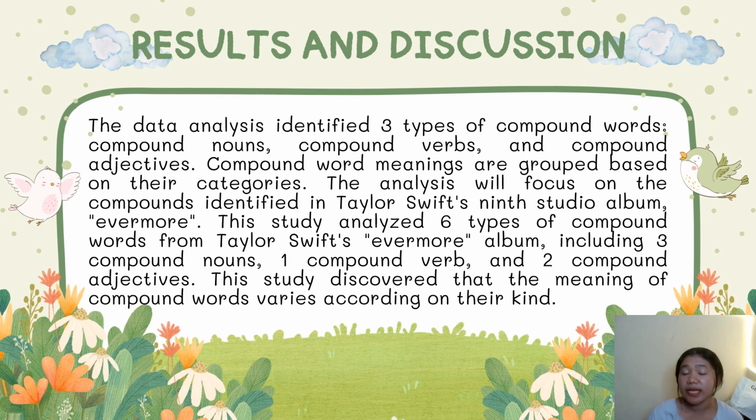Next, we move to result and discussion. The data analysis identified three types of compound words. First, compound nouns, second, compound verbs, and third, compound adjectives. Compound word meanings are grouped based on their categories. The analysis will focus on the compounds identified in Taylor Swift's studio album Evermore. This study analyzed six compound words from Taylor Swift's Evermore album, including three compound nouns, one compound verb, and two compound adjectives. This study discovered that the meaning of compound words varies according to their kind.